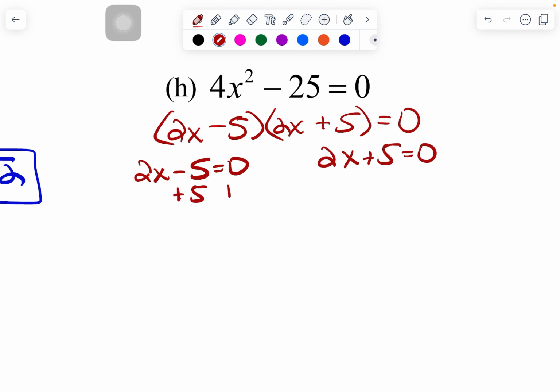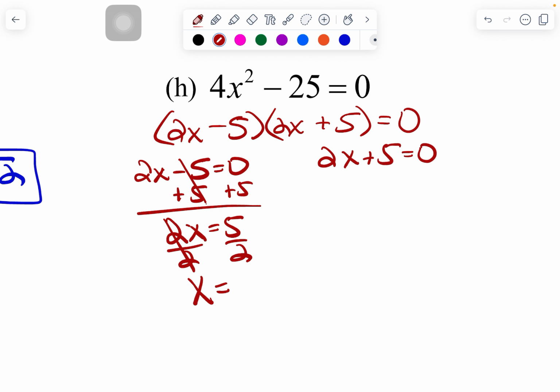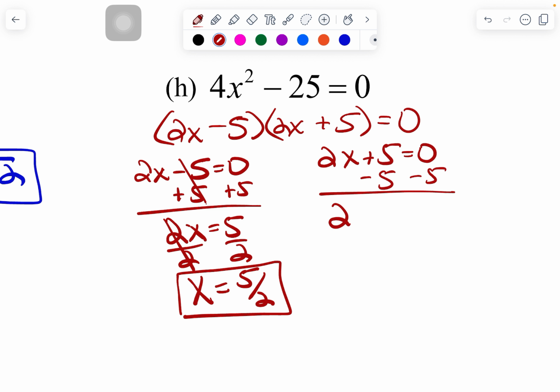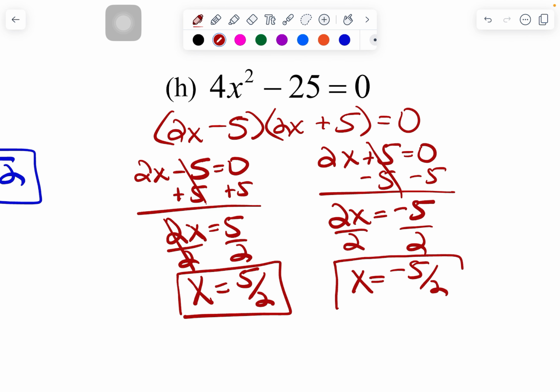So if I add 5 to both sides, so 2x is equal to 5, divide by 2. So x is equal to 5 over 2. That's one of my answers. And opposite over here, we're going to subtract 5 from both sides. So 2x equals negative 5, divide by 2. So x is equal to negative 5 over 2.